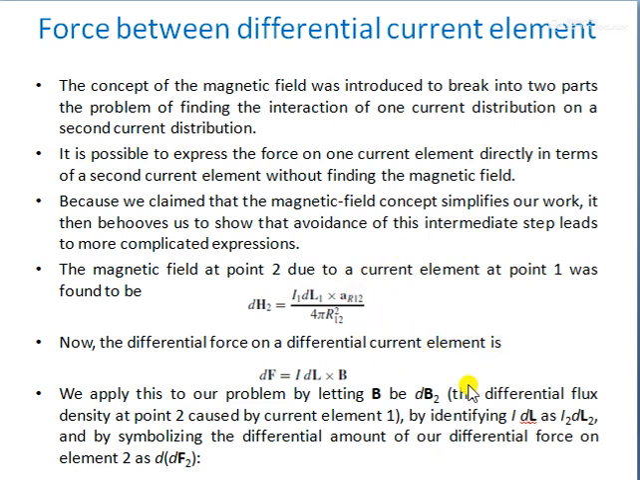The current element I1 dL1 is on the first loop, and the second one, I2 dL2, is on the second loop. We want to find the differential force between these two differential elements. The directions of current I1 and I2 are the same. There is no change in the direction.